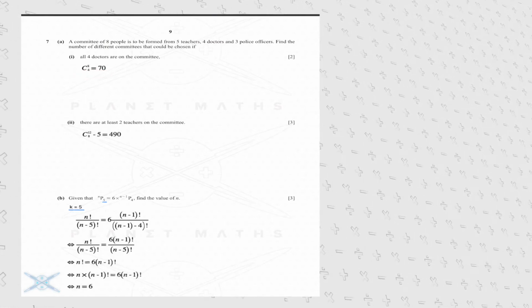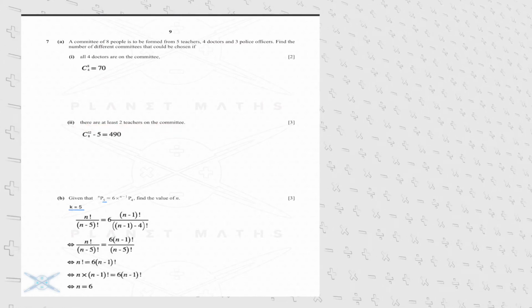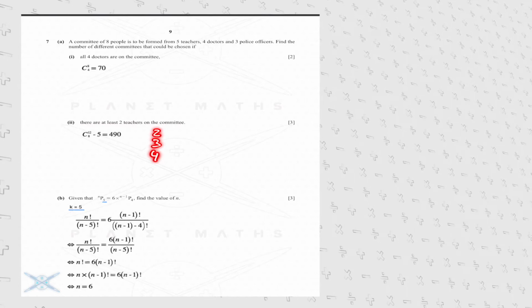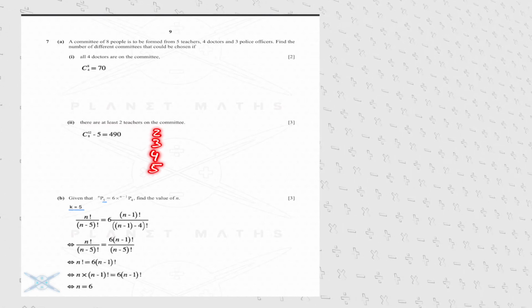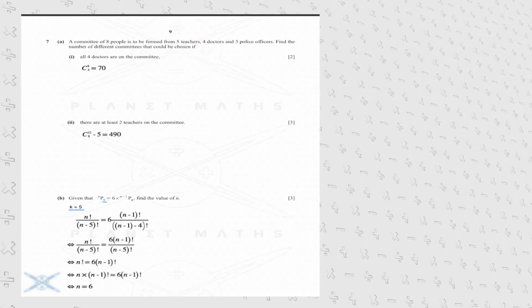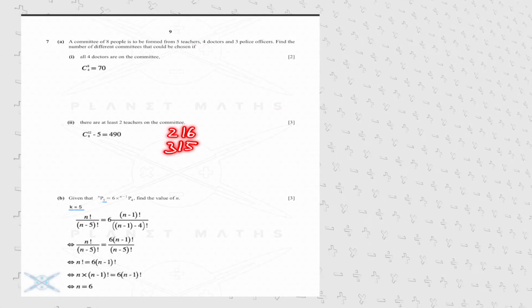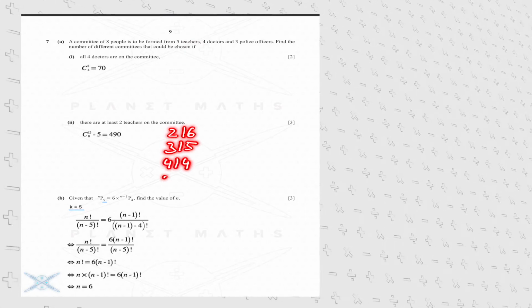In part 2, our constraint is that there are at least 2 teachers on the committee, meaning that there can either be 2, 3, 4 or 5 teachers on the committee, since there are 5 teachers that we can choose from. So it can either mean that we have 2 teachers and 6 non-teachers, 3 teachers, 5 non-teachers, 4 teachers, 4 non-teachers, and so on.